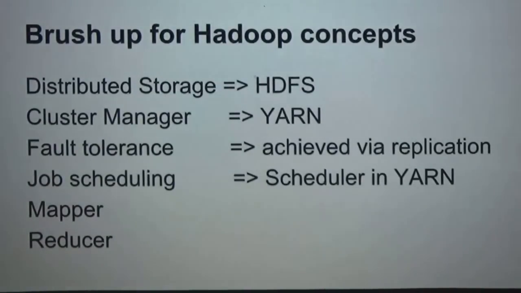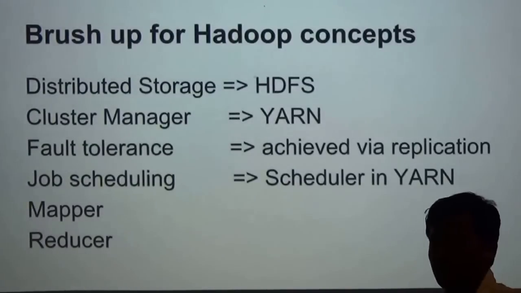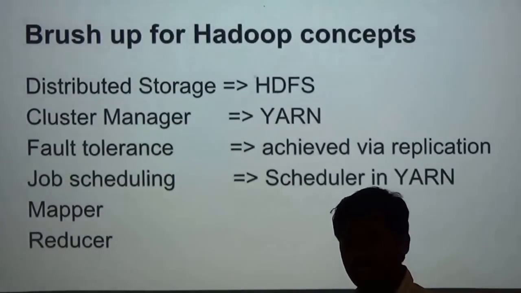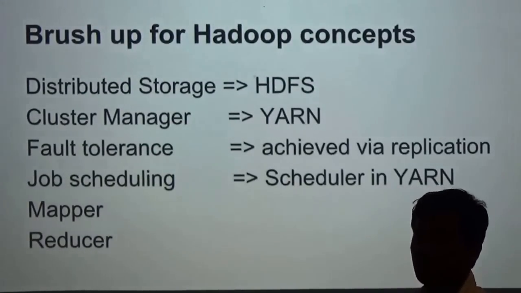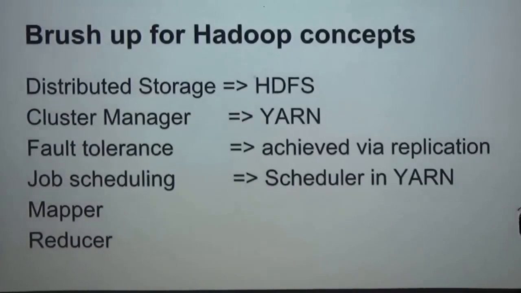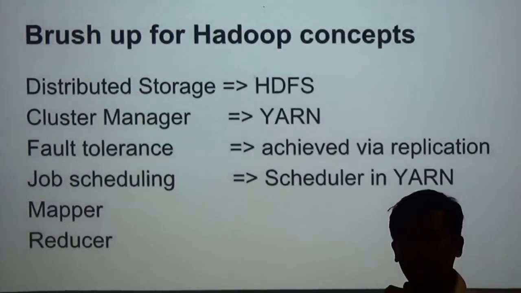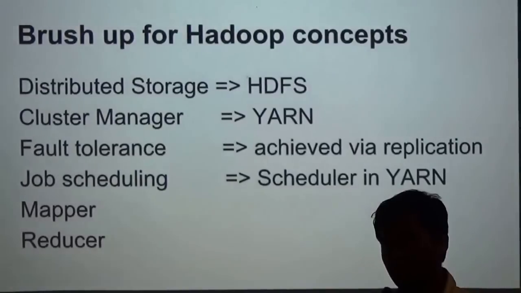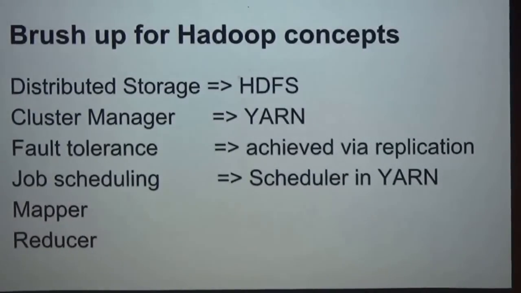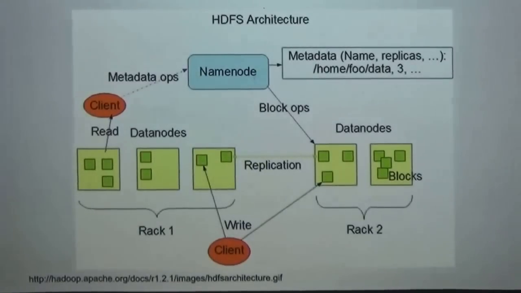There are a few properties like fault tolerance, which is achieved by replication. You replicate data across multiple machines, and that's how, even if a node goes down, you can just continue by using the replication. There is a concept of mapper and reducer. Is everyone familiar with what a mapper is, what a reducer is? Okay, cool. This is the basic diagram.